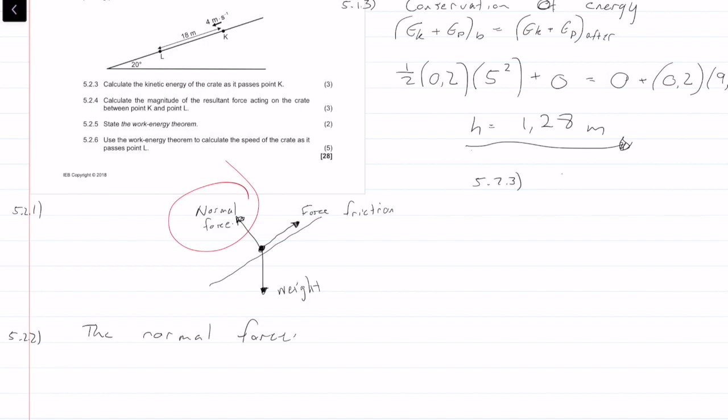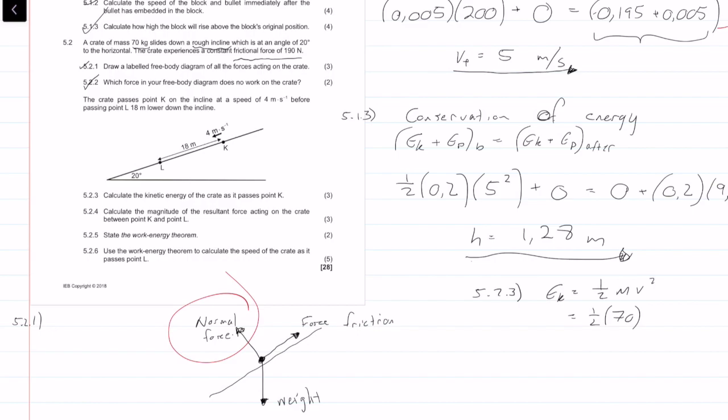5.2.3. EK is equal to a half mass times the velocity squared. A half times our mass of 70. We know the mass weighs 70 kilograms. And we know that as it passes through point K, it's going at 4 meters per second. So times 4 squared. And that gives us 560. And the units of energy is joules. And that's our final answer. We get ourselves 3 marks.